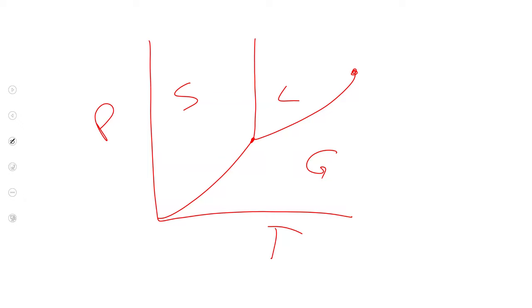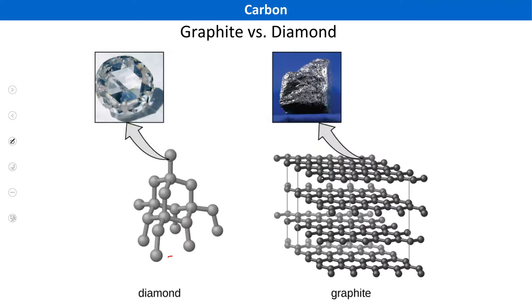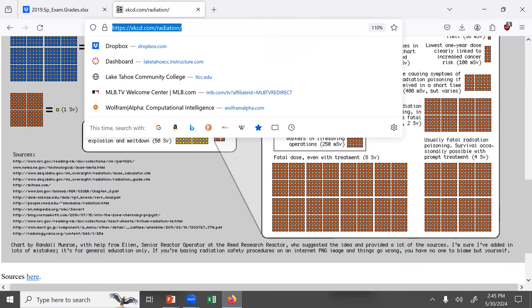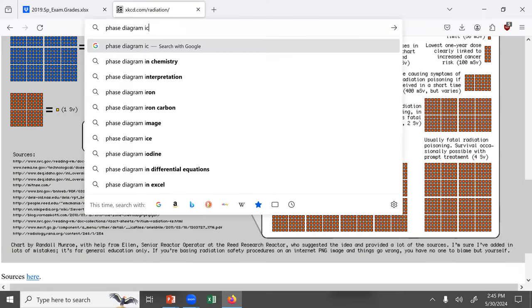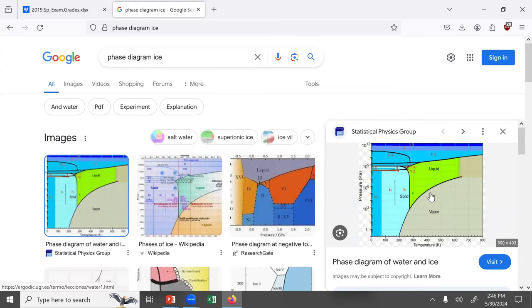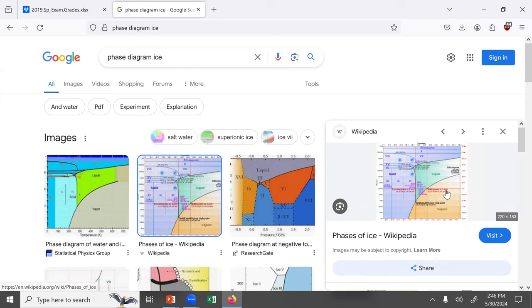Any Kurt Vonnegut fans in here? So Ice-9, remember, from Cat's Cradle. Ice-9 is a real thing. There are actually about 11 different phases of ice that you can get by varying temperature and pressure. And so you can actually look up the phase diagram for water. It's actually much more complicated than what we're used to seeing. There we go. That one's nice.